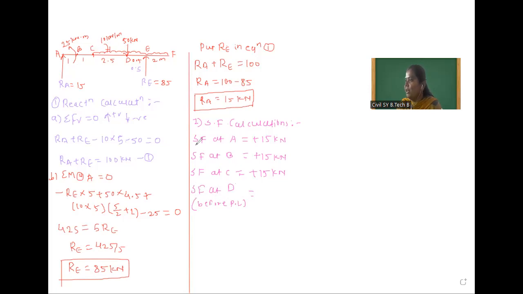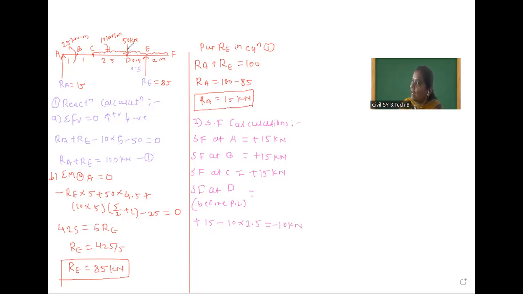Now up to C point, force is plus 15. I will write below, so you will get easily. After that, in between C to D, downward uniformly distributed load is applied. So minus 10 into perpendicular distance. That is span for C to D, how much? 2.5. So 2.5, which is equal to... So now you calculate and tell me. Minus 10 kilonewton.